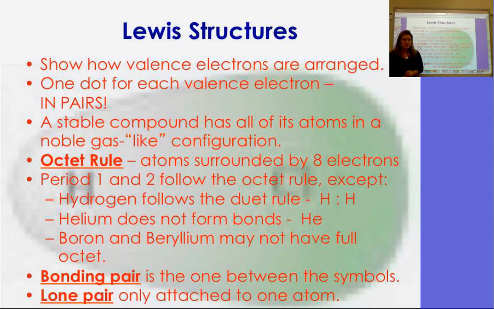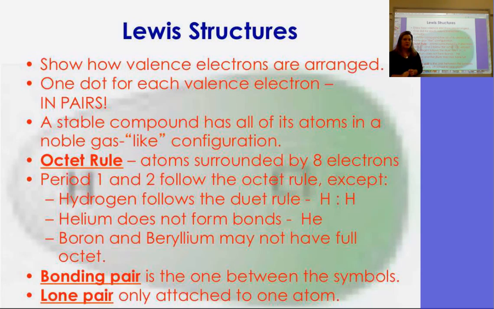What is a Lewis structure? A Lewis structure is a picture of a molecule. It tells us how the valence electrons are going to be arranged. Each valence electron is represented by one dot. The dots are shown in pairs.